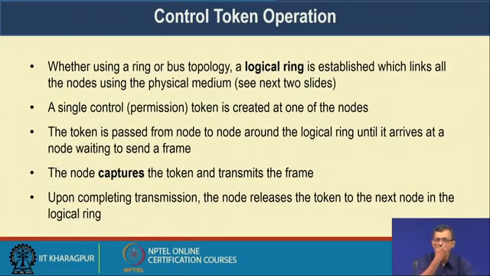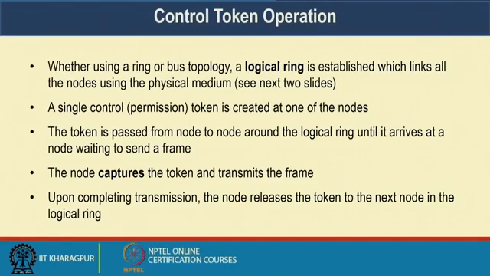In control token operation, whether ring or bus topology, a logical ring is established, right? Because the token has to be passed on and shared. Whether it is a physical ring or bus topology, a logical ring is established, with the token moving around it, like a token ring type of scenario. So a logical ring is established which links the nodes using a physical media. We'll see in the next slide what this looks like.